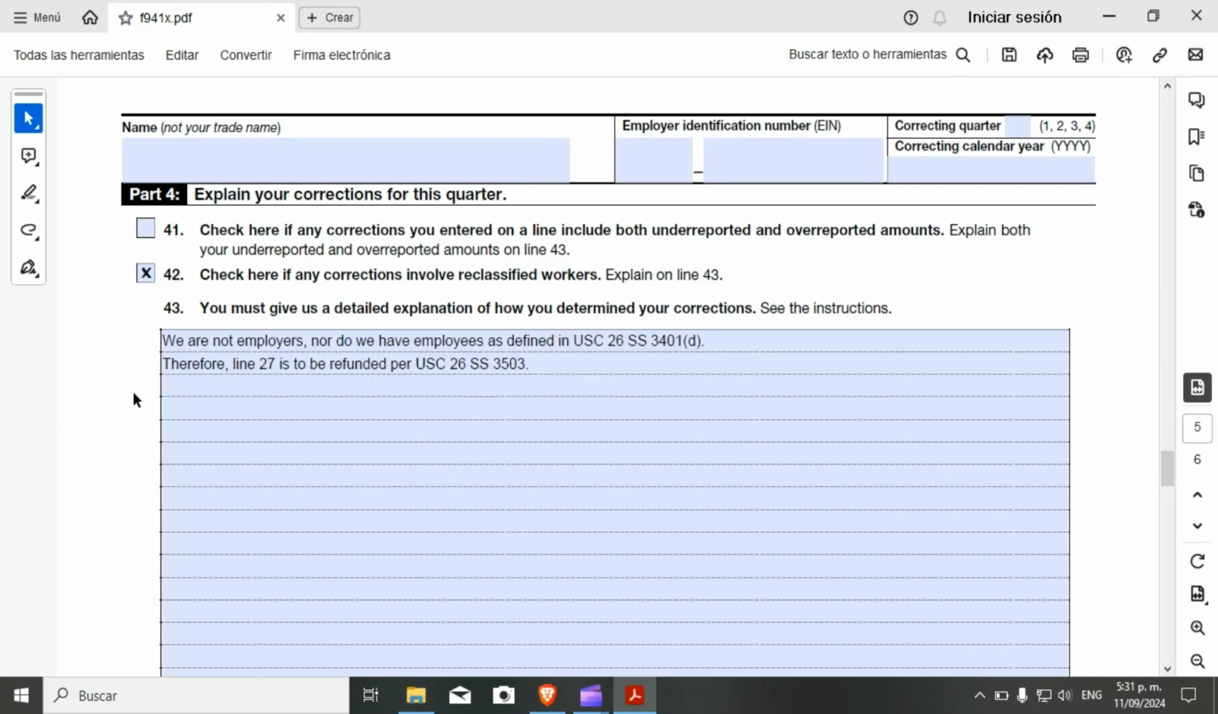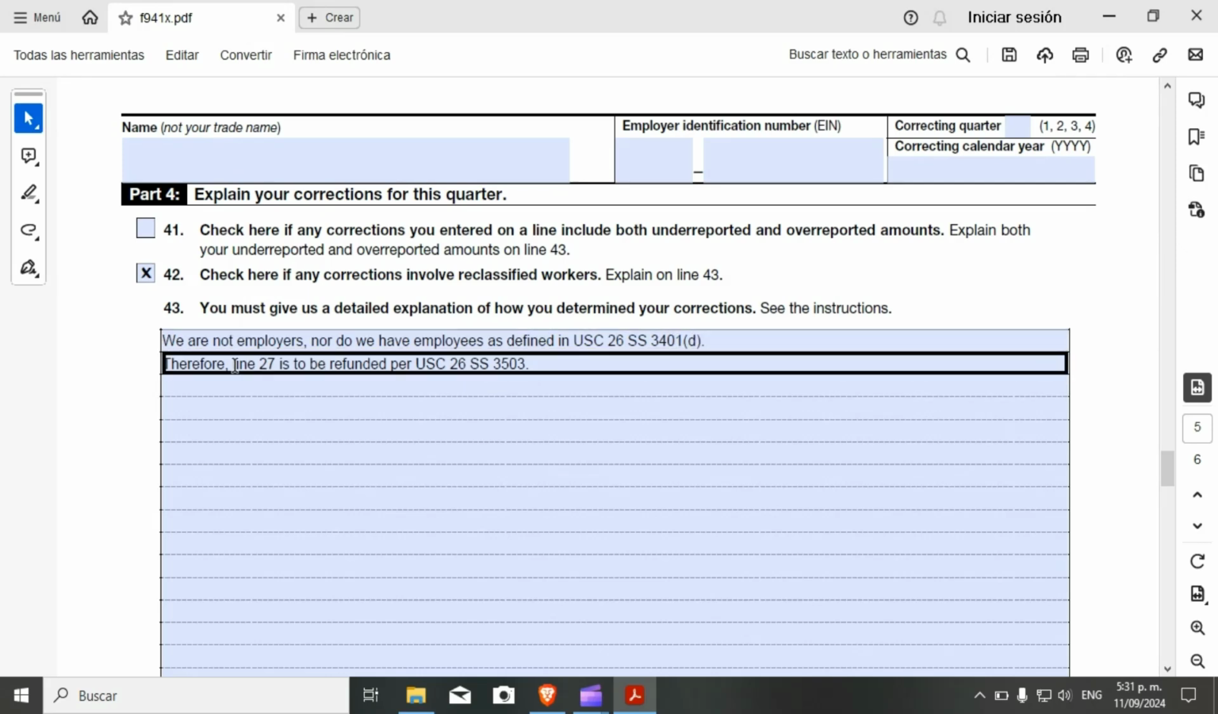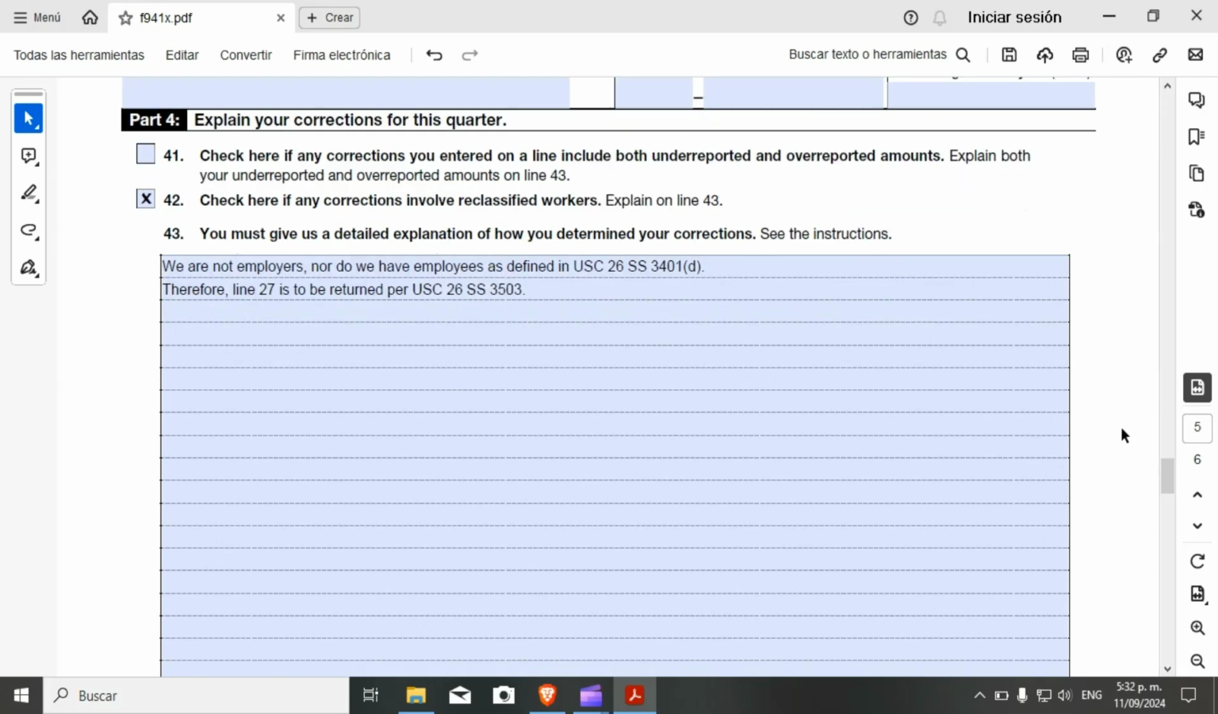This is very simple, and learn this. It says we are not employers, nor do we have employees as defined in USC 26 subsection 3401(d), and you can search that if you want. And therefore, line 27, which is the total amount of the taxes, is to be refunded, is to be returned per USC 26 SS 3503. And that's it. It says detailed, but that's all the details they need because the definitions give them everything else they need to know, right?